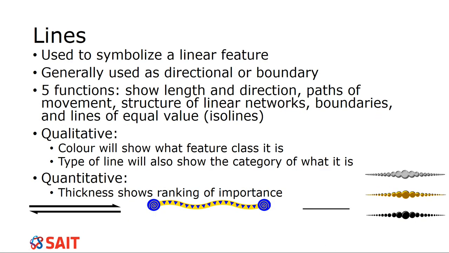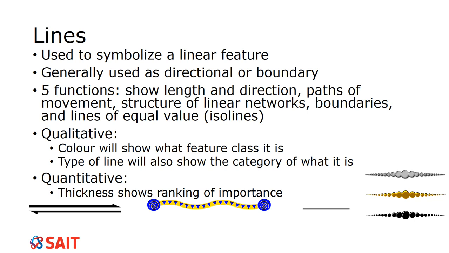The next type of symbol is lines. So lines are used to symbolize a linear feature. And I am going to say that they're used directionally or for boundaries usually. Those are when you're going to say, okay, I know that it's going to show me some sort of line that shows a direction or an edge of something. So there are generally 5 major functions that fall under lines. The first one is showing length and direction. Length is easy to measure. Direction is easy to visualize when you use lines.